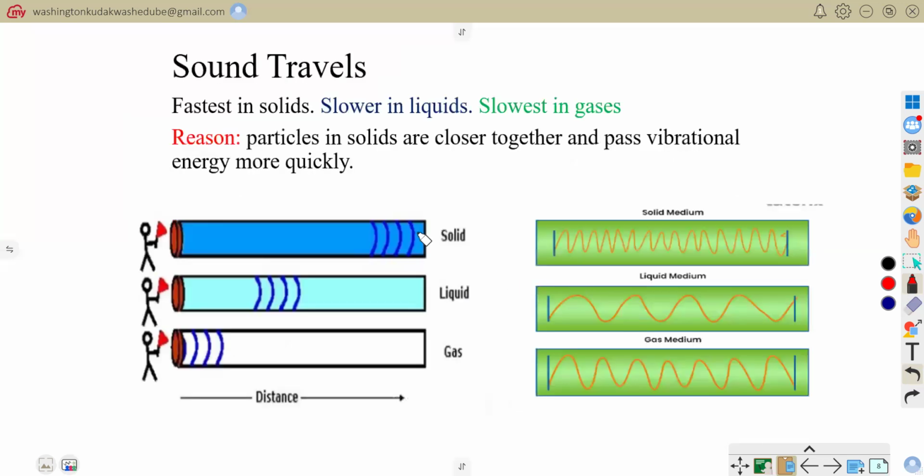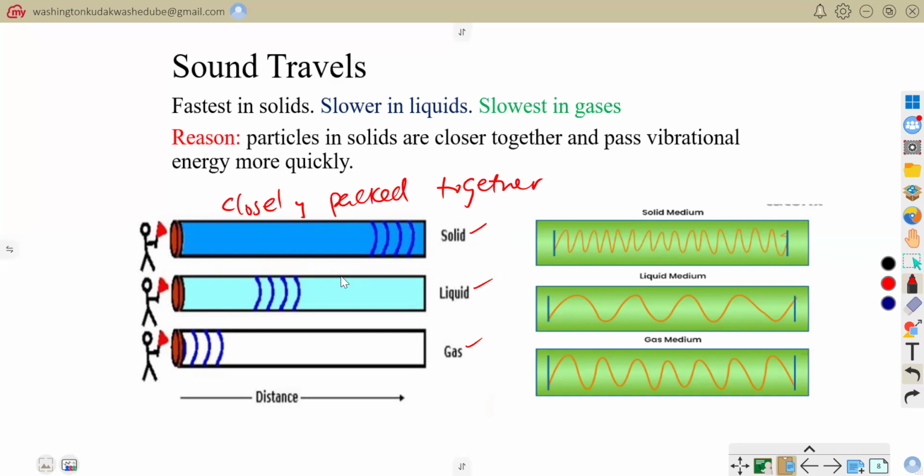Now, how our sound travels differs with what? With the medium type, like for example, in solids, in liquids, and in gases. We know that a solid has its particles closely packed together. The particles here are closely packed together.